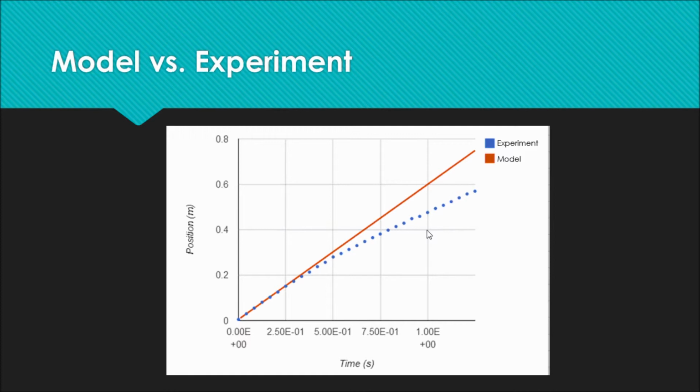Now, here is the model graph versus the experimental graph as functions of position and time. The experimental graph is in blue and the model graph is in red. As you can see, while similar, these graphs are not the same. The experimental graph is not perfect due to some errors in the experiment.